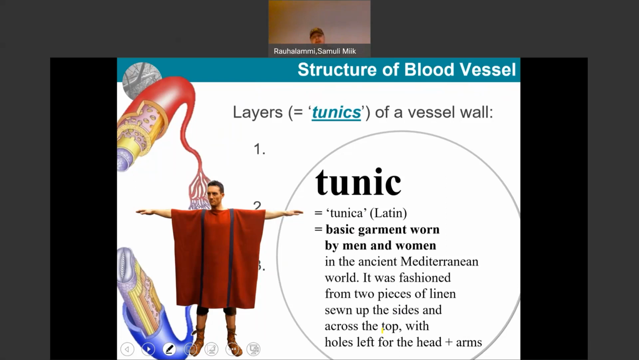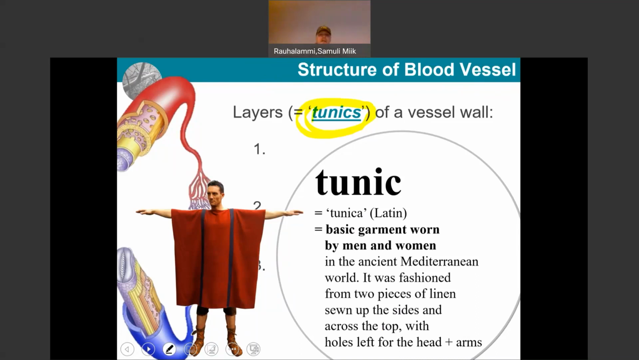And these layers of the generalized model of the blood vessels are referred to as tunics. So tunica is, if you're interested in history or history of clothing or anything like that, this kind of a layer of clothing that you put on, especially in the ancient Mediterranean cultures. So basically just a linen folded in half with a hole for the head. So it's a layer of some kind of clothing. So just as that, we refer to these layers of the blood vessel as tunicas.